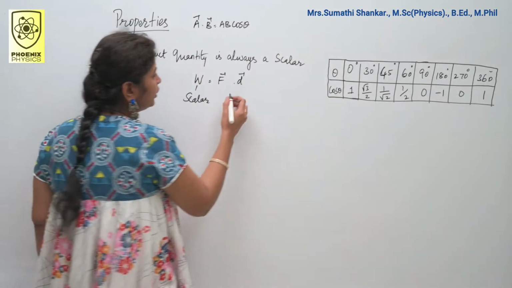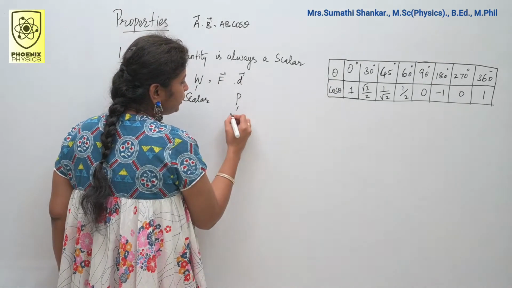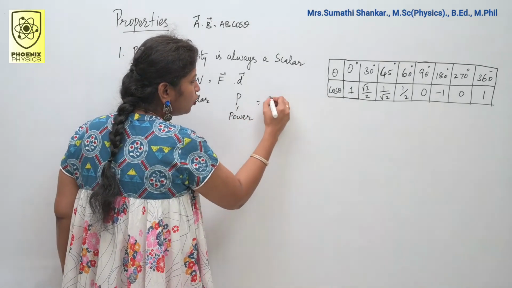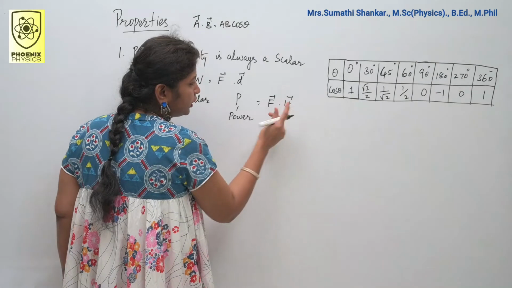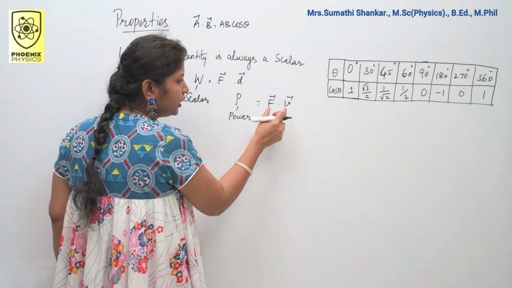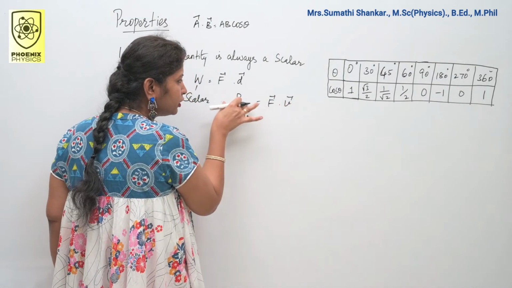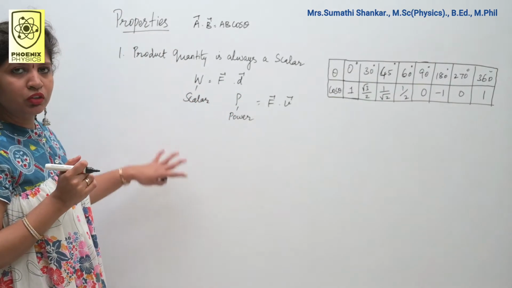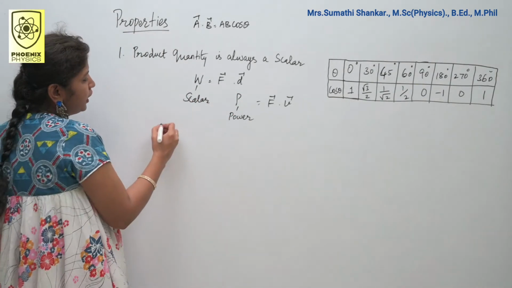For example, P. What is P? P is nothing but power. What is the formula for power? Force into velocity. These two are vector quantities. The product of two vectors gives a scalar, which means it is nothing but a scalar product. Up to this clear?